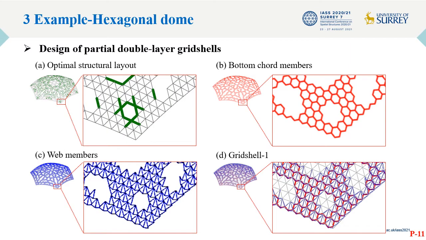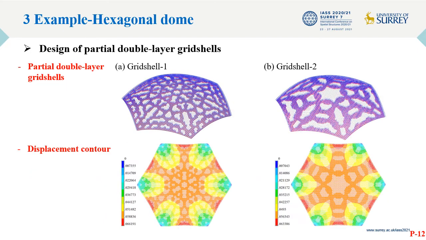The addition of the second layer grids is conducted based on the dual principle. The optimal structural layout, the bottom chord, the web members, and the partial double-layer gridshells are shown here. A brief linear static analysis is conducted. The deformation contour shows that the maximum deformation appears at the midspan area between two closely neighboring supports.